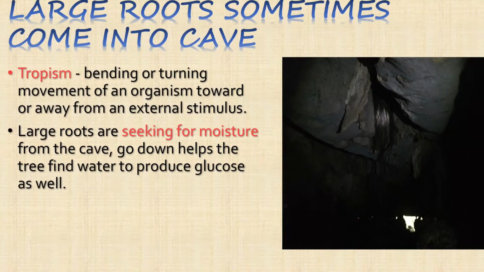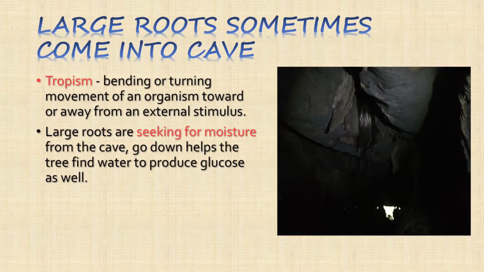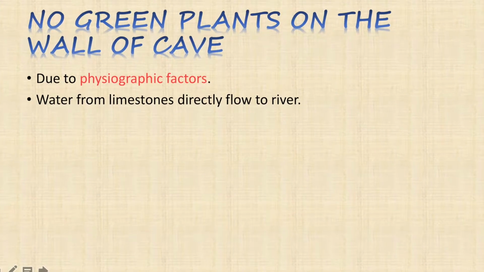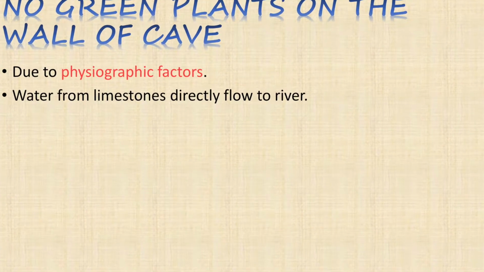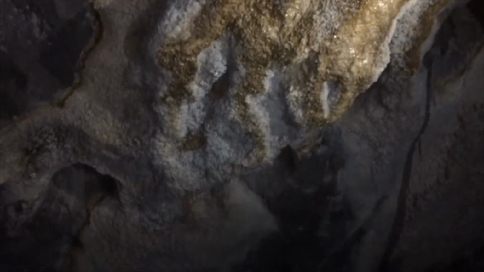Large roots are seeking for moisture from the cave. That's why large roots sometimes come into the cave. However, there are no green plants found on the wall of the cave due to the physiographic factor, whereby the water from the limestone directly flows to the river instead of accumulating in the wall of cave.